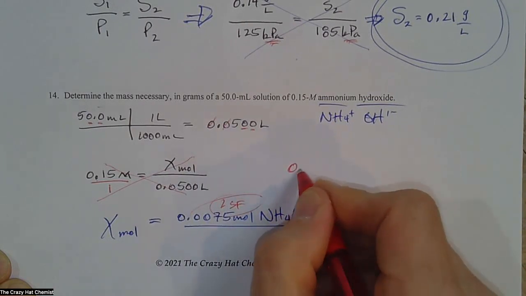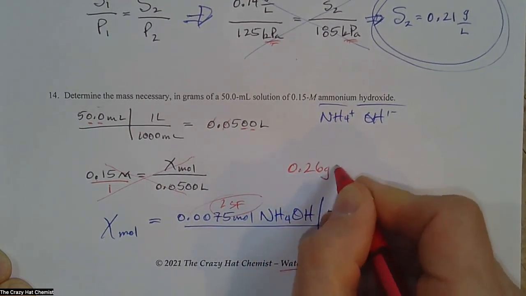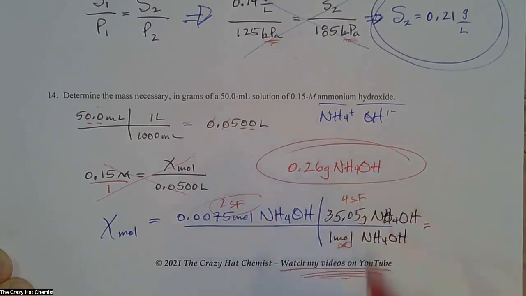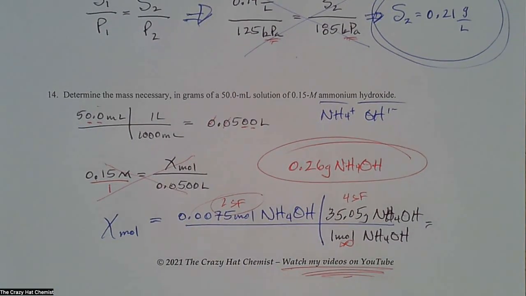You're going to have a number in 2 significant figures. So that is going to be 0.26 grams of NH4OH. That is your answer. Okay. Next one.